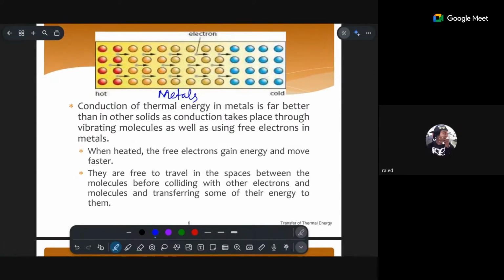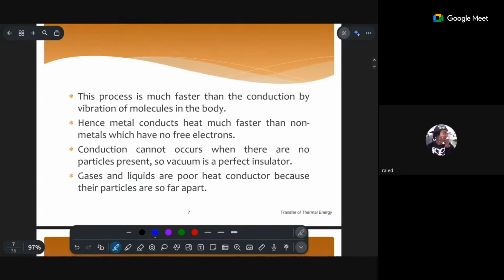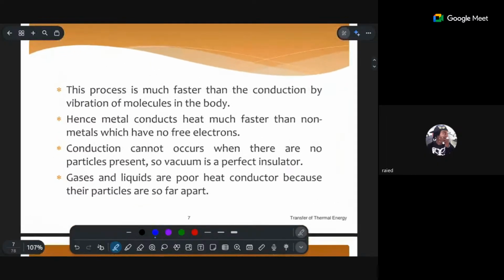That is the only reason: when they are heated, there is vibration of atoms, as well as the electrons being transferred from one point to another. So please be aware of this method, why the metals are good conductors. This process is much faster than the conduction by vibration of the molecules in the body.